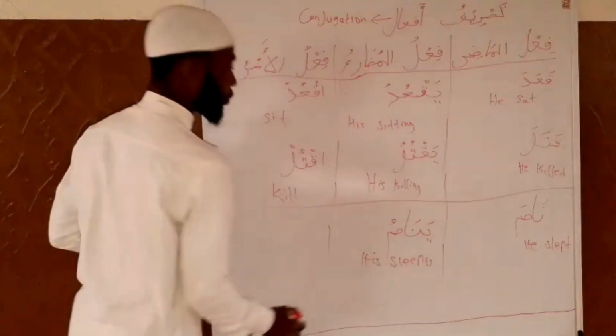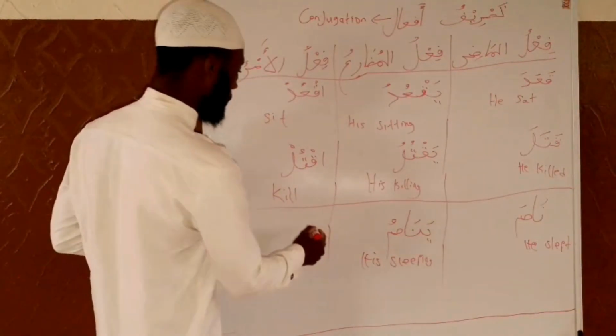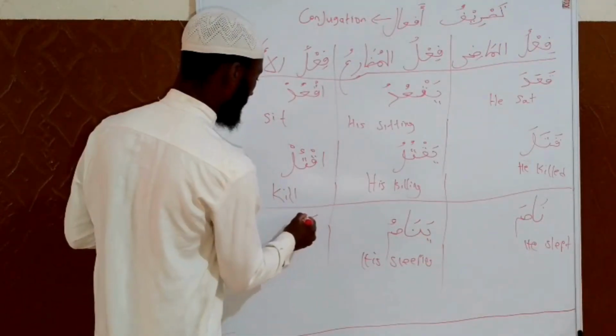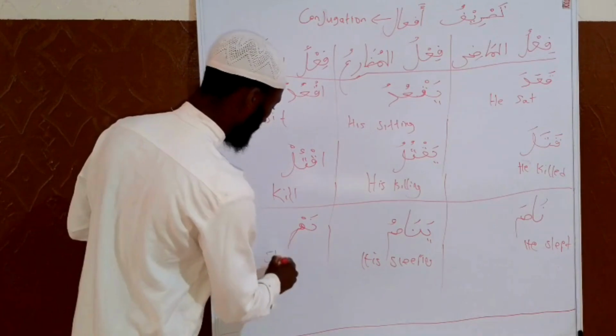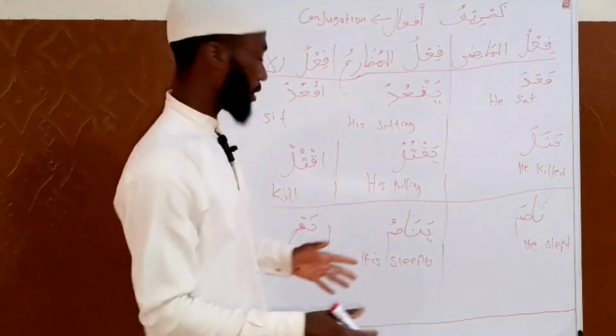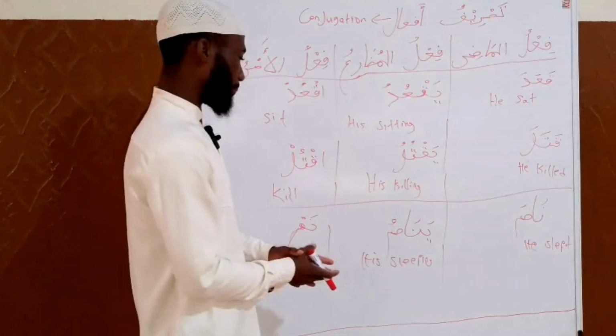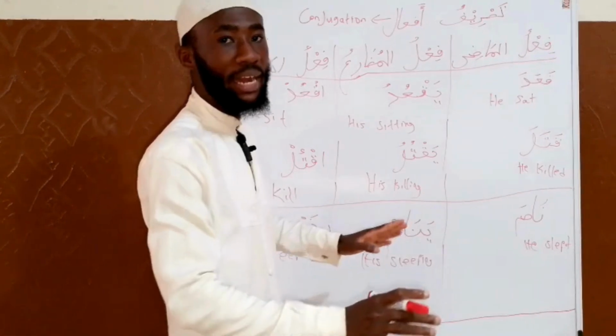Then we have the amr. The amr is going to be nam, that is sleep. You command someone to do this: sleep. That's nam, sleep. All these are what we meant by conjugation.